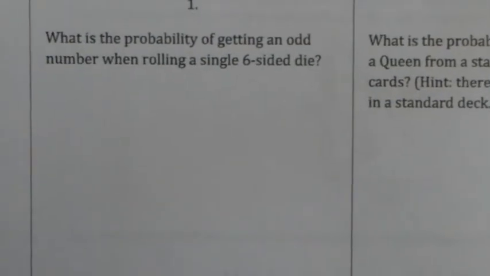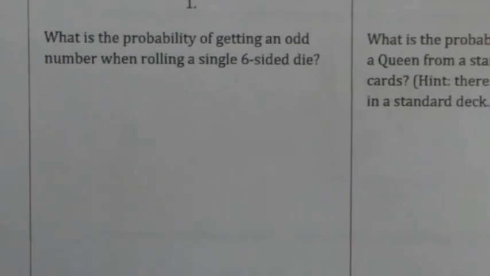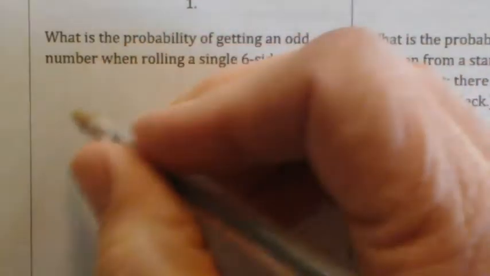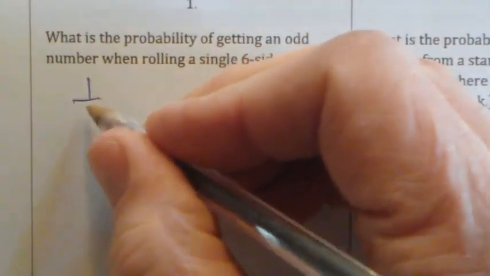What is the probability of getting an odd number when rolling a single six-sided die? So a die, un dado, a die has six sides to it. A number 1, 2 dots, 3 dots, 4 dots, 5 dots, and 6 dots. So the odd ones would be 1, 3, and 5. The evens are 2, 4, and 6. So you can see right away that half of them are odds. So the probability of getting an odd number would be 1/2.